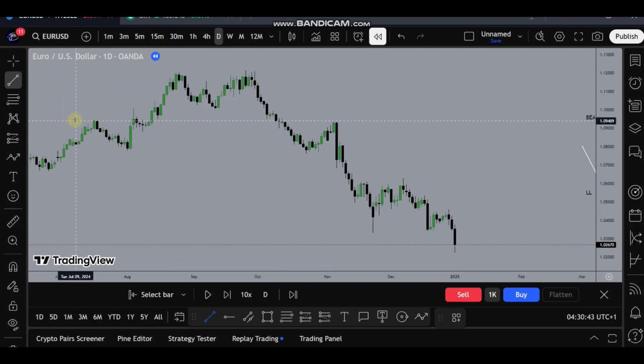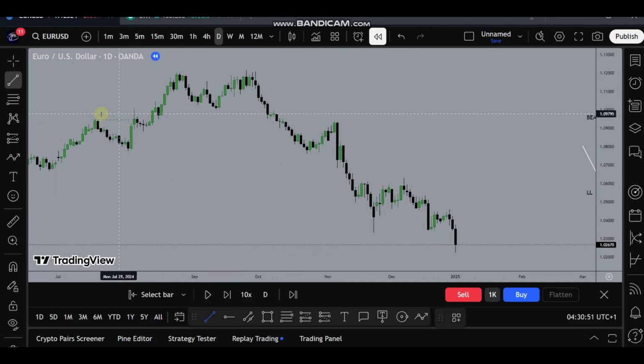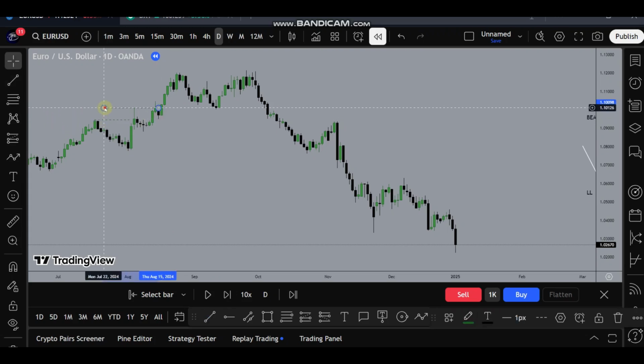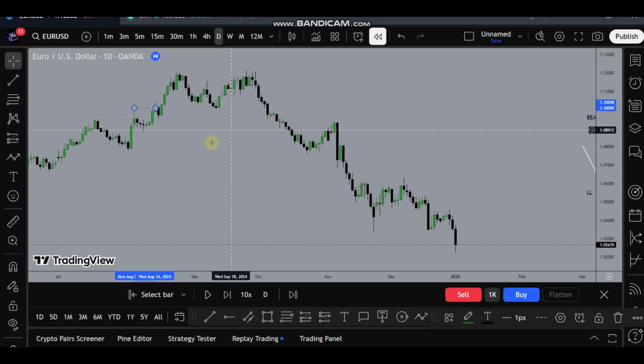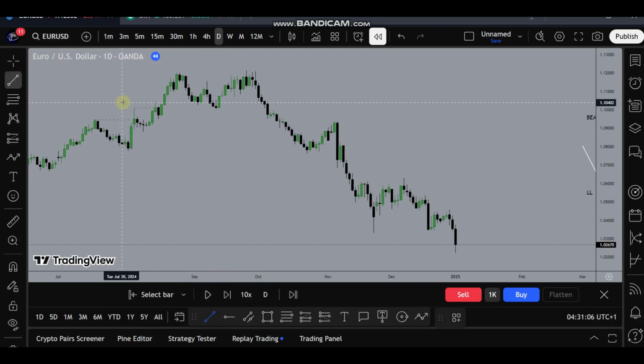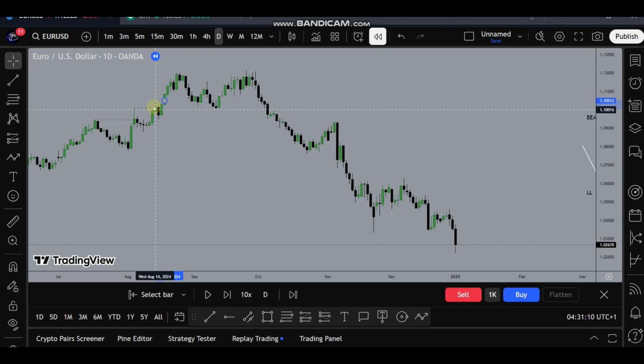I have my last break of structure here. Okay, I have another break of structure here. I have another break of structure here. So though this one is small, but it's still break of structure.